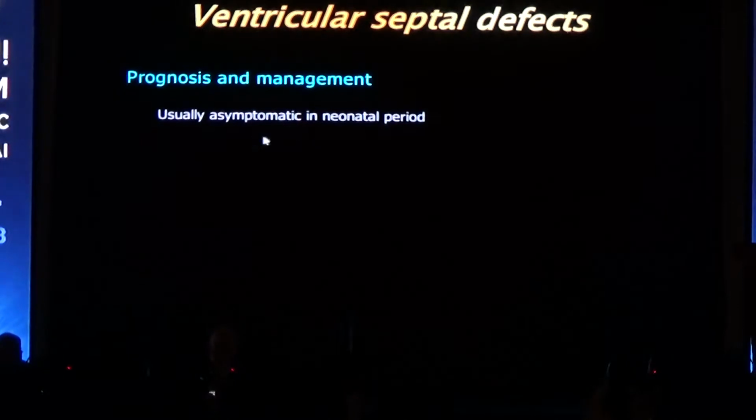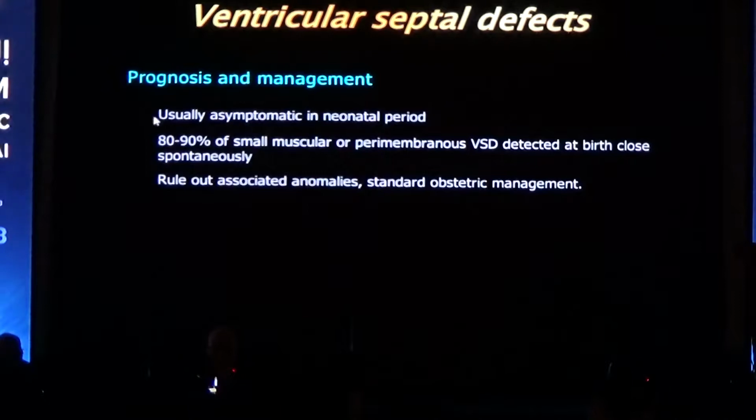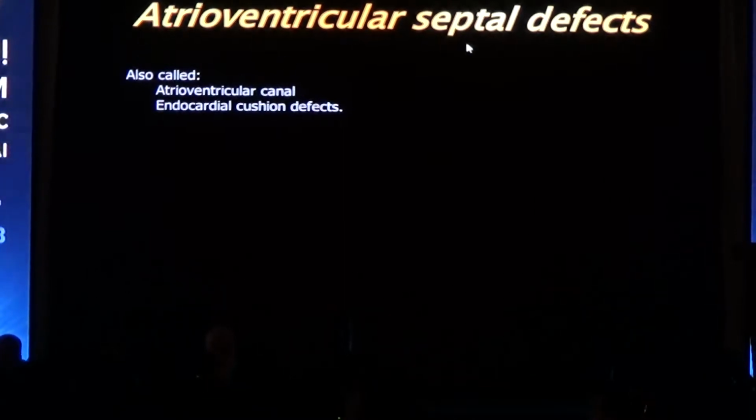So prognosis and management: usually they are asymptomatic in the neonatal period. A great majority of them will actually spontaneously close. So it's kind of good, because if you miss it and the baby doesn't come with a VSD, no one is ever going to blame you for that. But you want to also rule out associated anomalies, in particular aneuploidies, and if there is none, then you use the standard obstetric management.